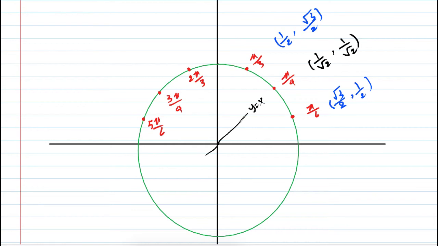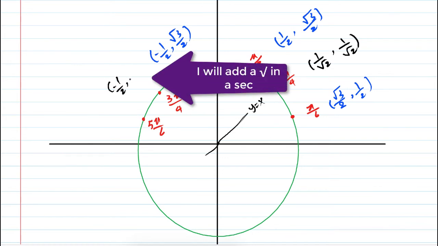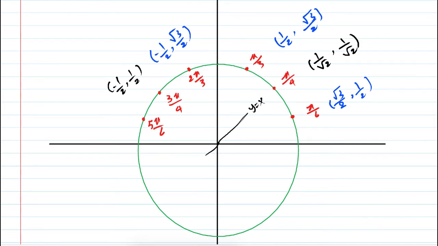So if I reflect everything around the y-axis, I'm going to get all these values. Okay, so if I reflect pi over 3 around the y-axis, all I'm going to change is the sign of the x from positive to negative. Therefore, it will be negative 1 over 2 and square root of 3 over 2. Okay, for 3 pi over 4, it's going to be negative 1 over 2 and 1 over 2. Okay, and for 5 pi over 6, it's going to be negative square root of 3 over 2 and 1 over 2.